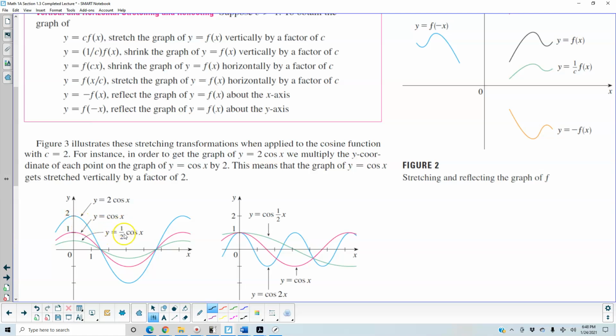Now, if we take a constant which is a fraction, so you have 1 over 2 times the function, then it's going to shrink vertically. Therefore, the green is shrinking vertically. Again, the purple tells us that y equals cosine of x. If we multiply x by a constant of 2, then we're going to shrink horizontally. So the graph in blue is shrinking horizontally. Whereas if we take 1/2 and multiply it by x, then we're going to stretch the graph horizontally by a factor of that constant.